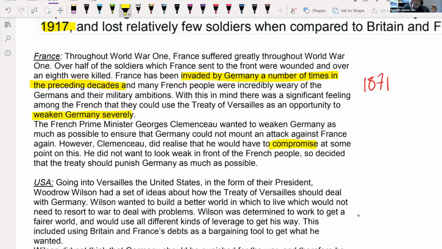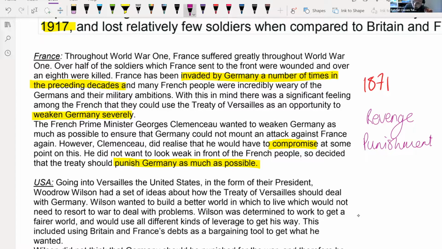But, and this is the key word here, Clemenceau knew that he had to compromise, because what he wanted to do was completely get rid of their military, but that was not fair, because if somebody was to attack Germany, how are they going to defend themselves? So that's something we'll come back to. He didn't want to look weak, and he wanted to punish Germany as much as possible. So the two key words here for France and Clemenceau are revenge and punishment.